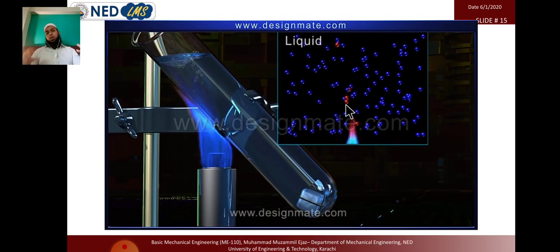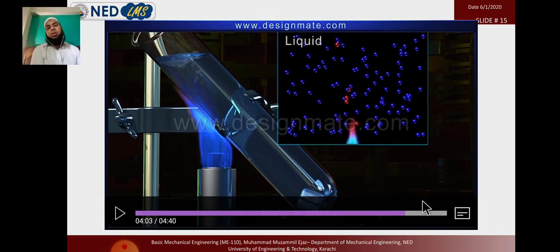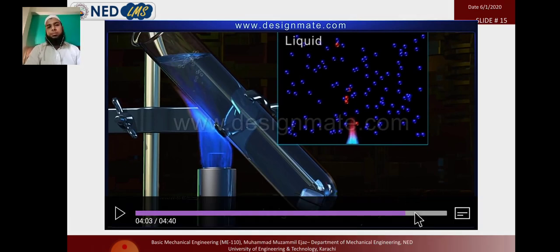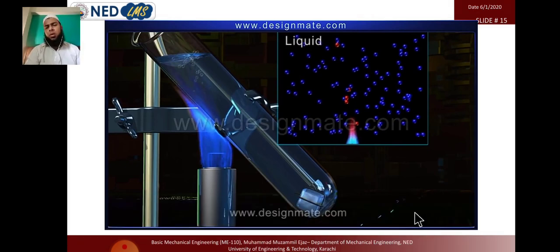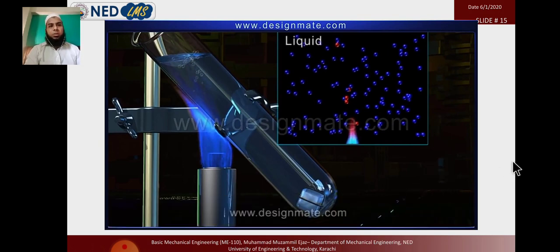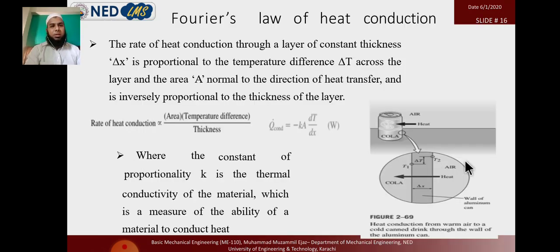The molecules are moving very rapidly with a very high speed, so the convection in liquids and gases is more than conduction, or is prominent. So we can only study convection in gases and liquids. Okay, so let's move on. I hope this will be an interesting video for all of you.